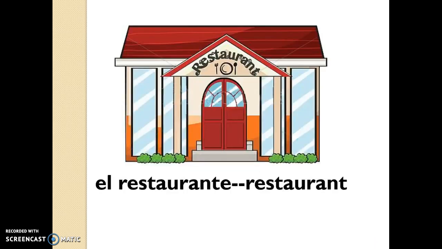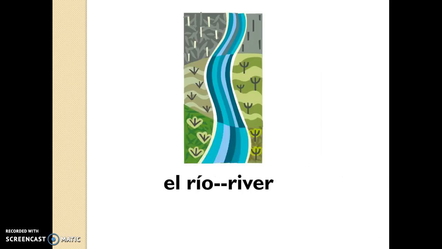El restaurante is a cognate. Just add an E to it. El restaurante. El río, accent over the I, is river. El río. Maybe you've heard of the Río Grande, the river that separates Mexico from the United States. El Río Grande. Río is river.